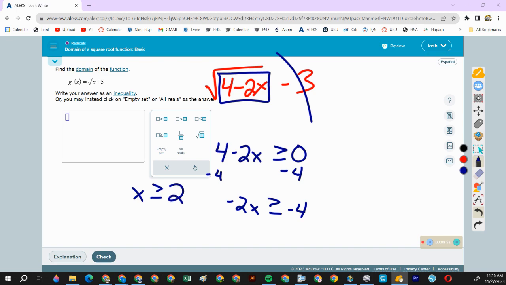Right? Wrong. What did I do wrong? I have to flip that. Why? It's because I divided by a negative. Why is that the case?